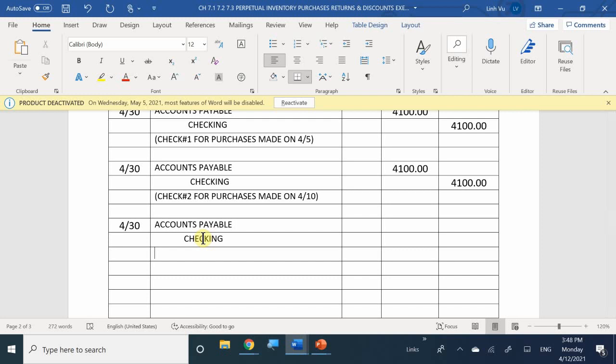Wrong. Will we put in our discount? We need to put in our discount. Where does the discount go? Inventory. We're taking it directly out of inventory.